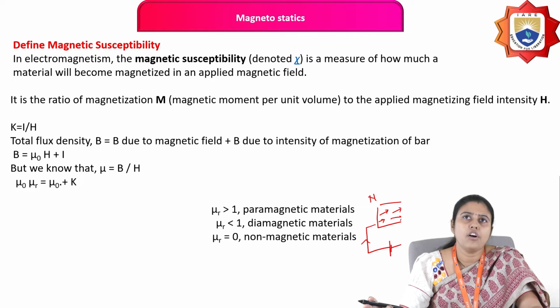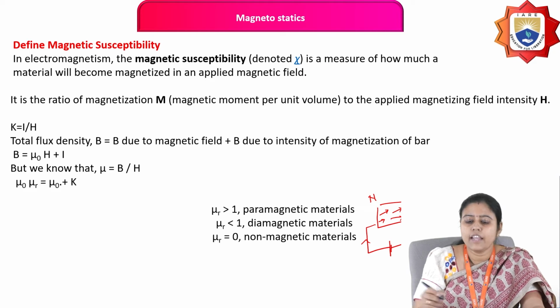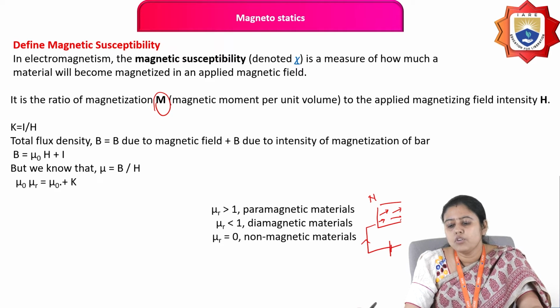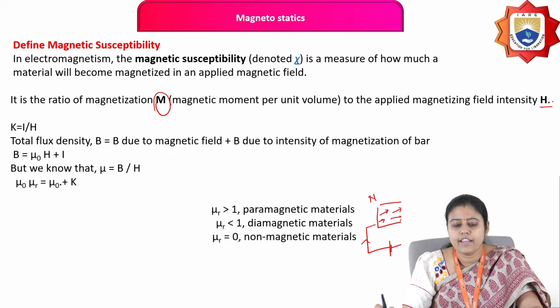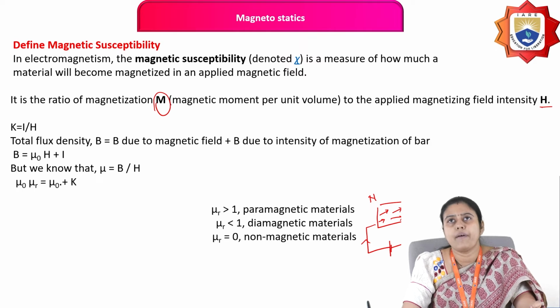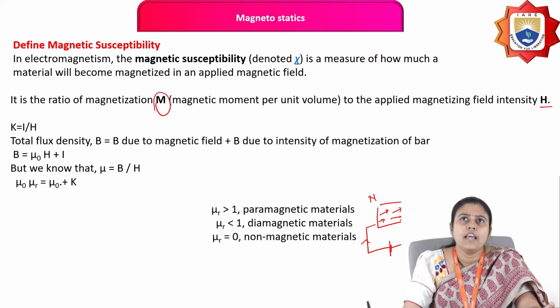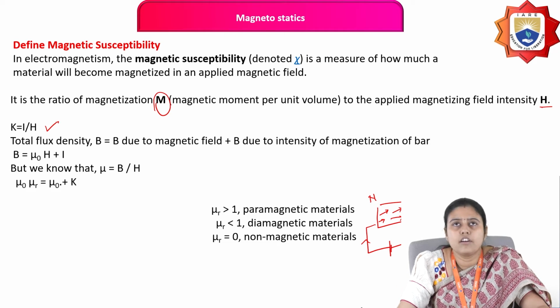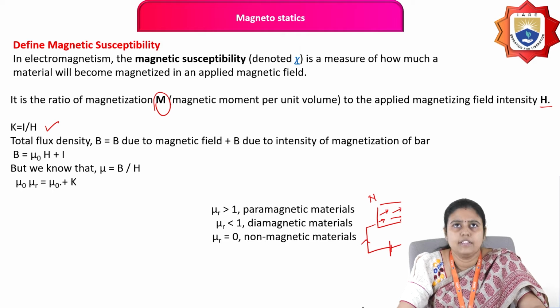It is the ratio of the magnetization M to the applied magnetic field H. So we can tell this is the ratio of the magnetization M. What is the meaning of magnetization? Magnetic moment per unit volume. So magnetization to the applied field, or we can write it as K is equal to I by H.